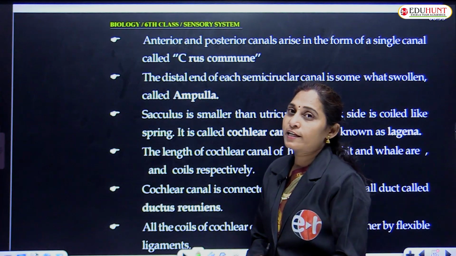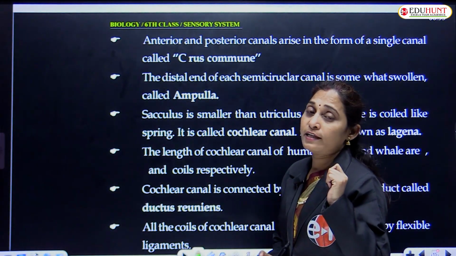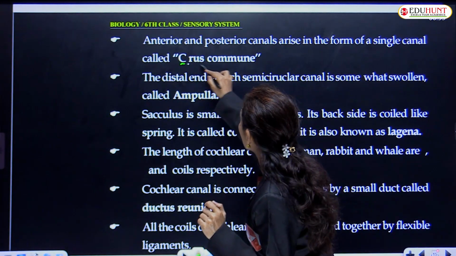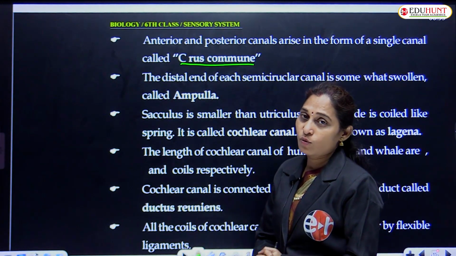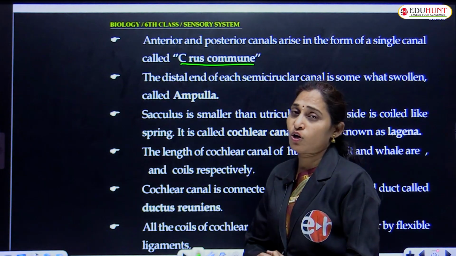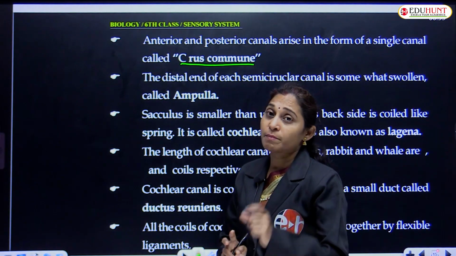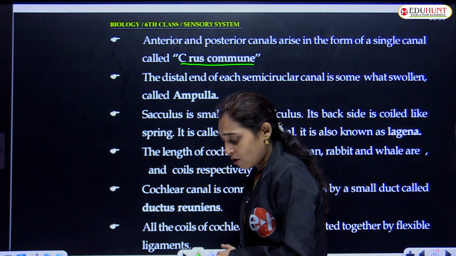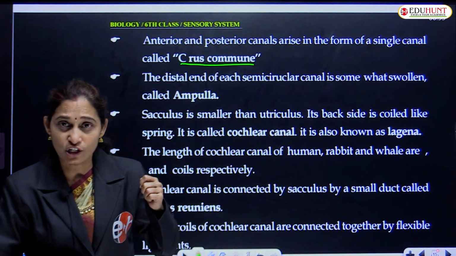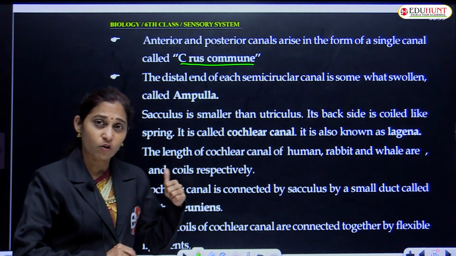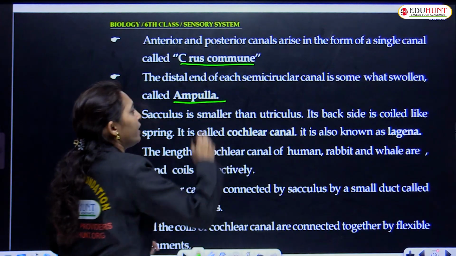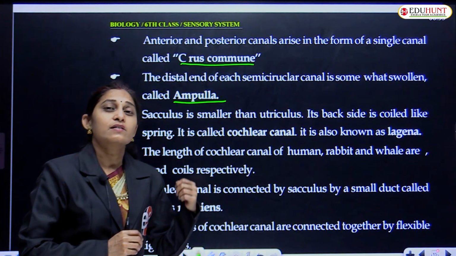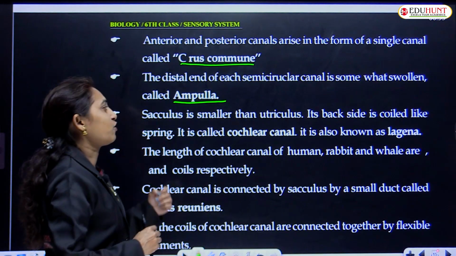The anterior and posterior canals are again connected by a small canal, the joining canal, called the crus commune. Crus commune is the small canal-like structure which joins the anterior and posterior semicircular canals of the utriculus, and the distal end of each semicircular canal is a little bit swollen, called the ampulla. Ampulla is the swollen distal part of the semicircular canal.